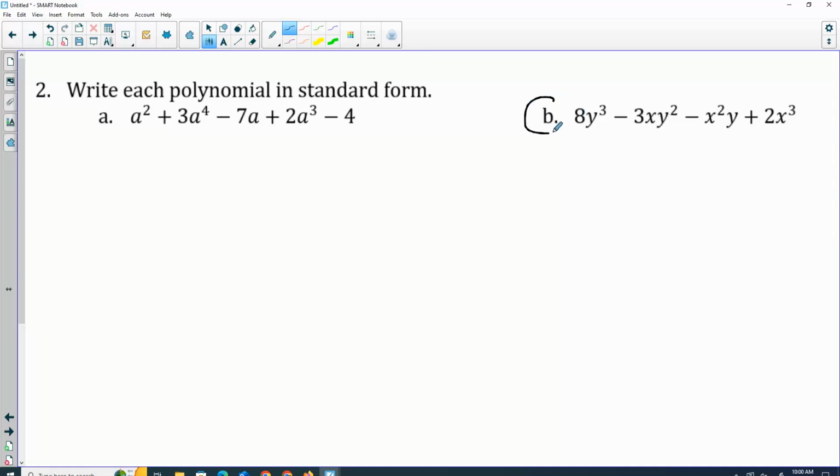Let's look at B. This one has 2 variables. If there's more than 1 variable, you do it alphabetical. So x comes first in the alphabet. So I'm looking for the highest power of x first. So that's my 2x to the third. My next highest power of x is negative x squared y. My next highest is x to the first, so negative 3xy squared. And then my 8y cubed doesn't have any x's, so that's last. So standard form, highest to lowest power. If it's multiple variables, do it based off the one that comes first in the alphabet.